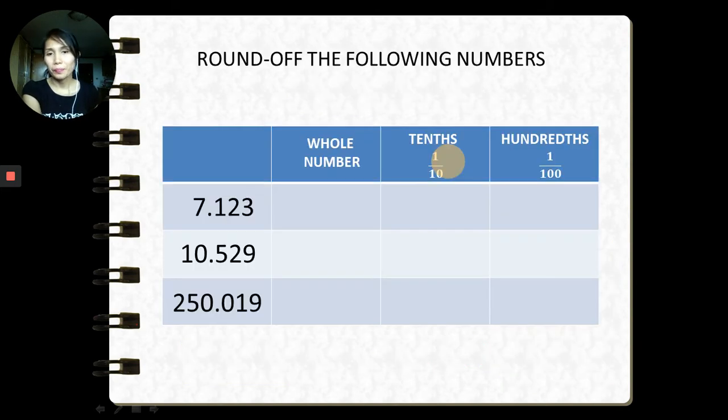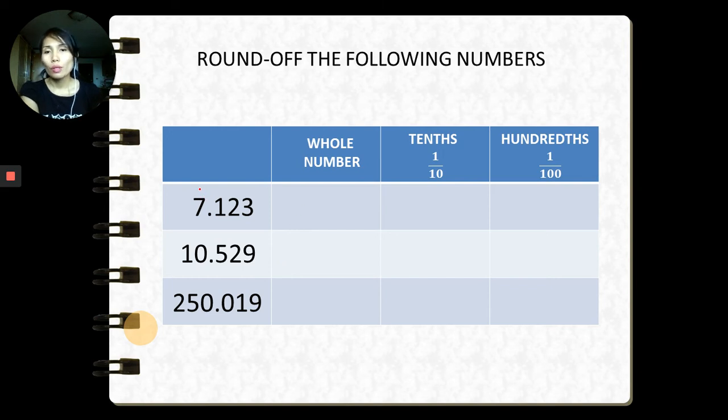So that's it. Now let's round off the following numbers. We have here whole number, tenths, and hundredths. Remember, tenths is 1 divided by 10, and hundredths is 1 divided by 100. So that's how we write this in fraction, 1 over 10 and 1 over 100. Anyway, let's proceed with the rounding off.